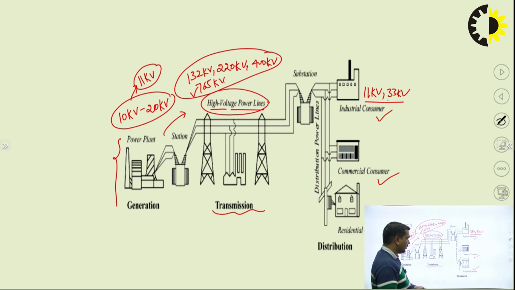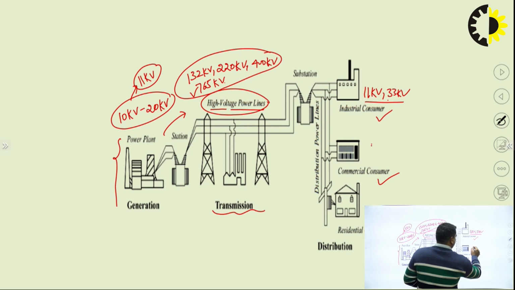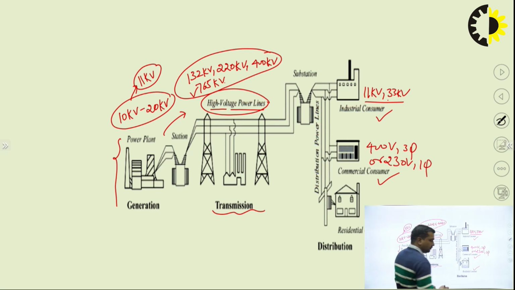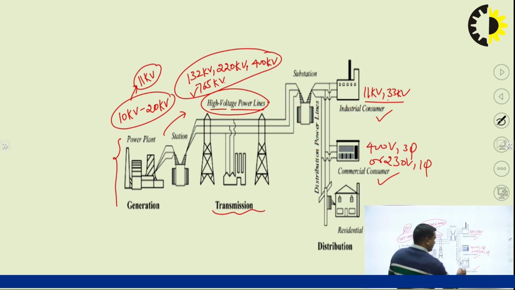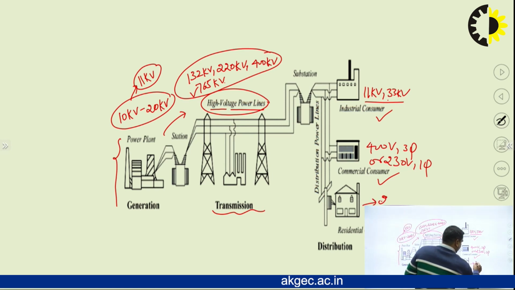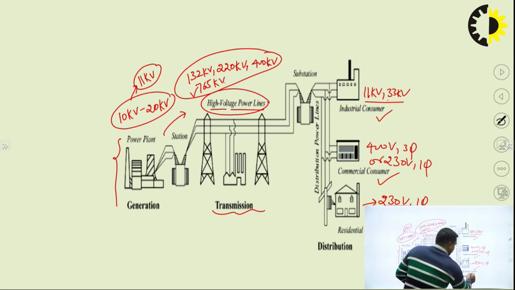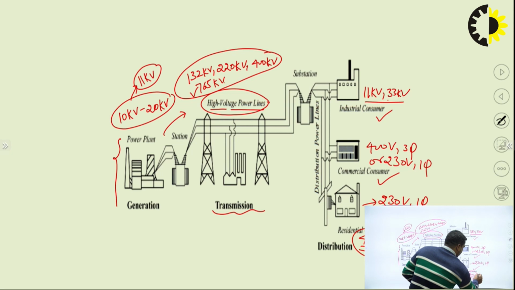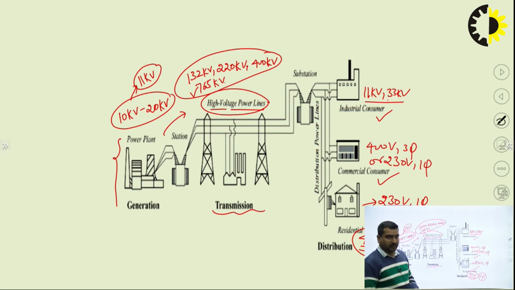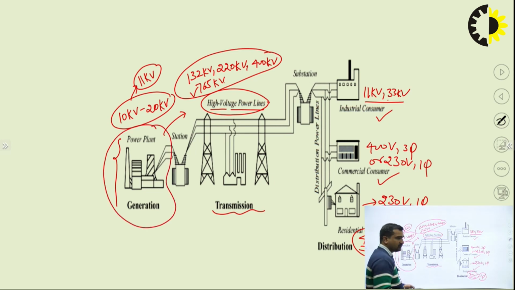Commercial consumers generally take 400 volt 3 phase or 230 volt single phase. Residential consumers generally take 230 volt single phase for their house, but they may take 400 volt 3 phase for their agricultural demands. So these are the components of the power system dependent on the voltage. These voltages are fixed. Here we are talking about the generation, because we are going to discuss the hydropower plant.